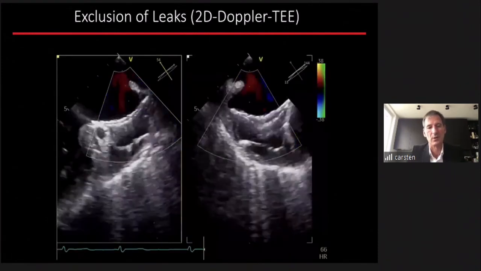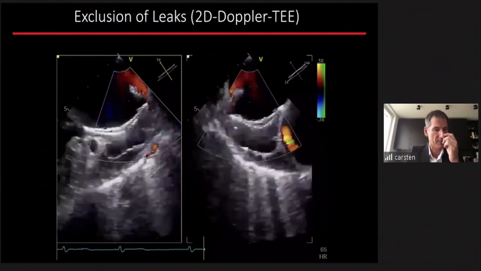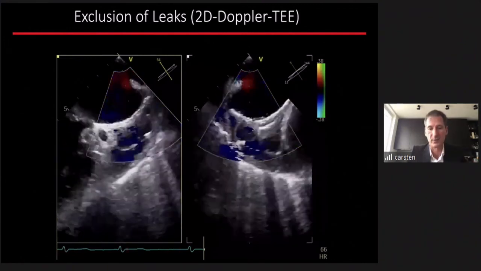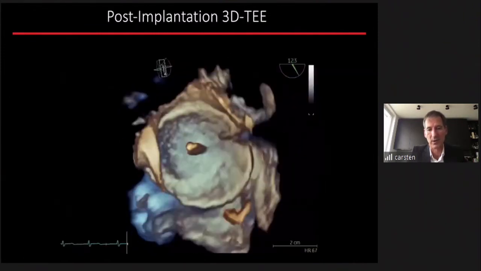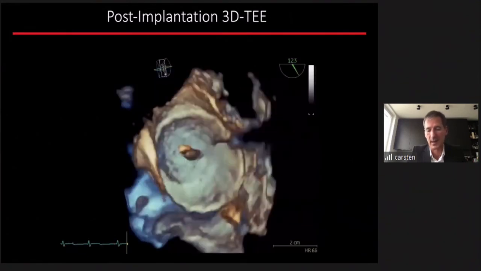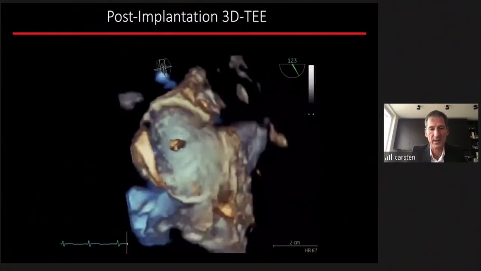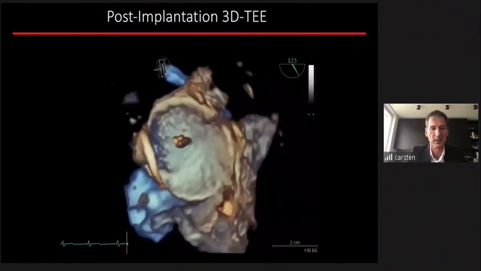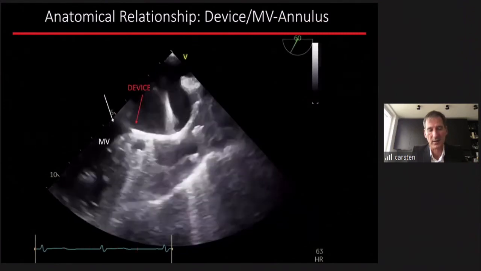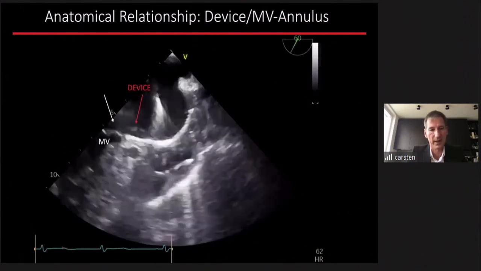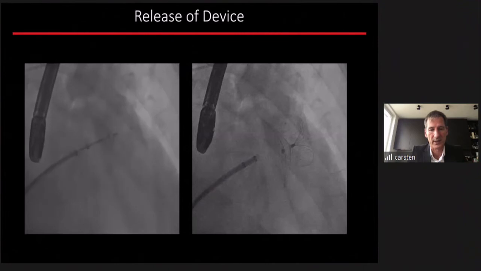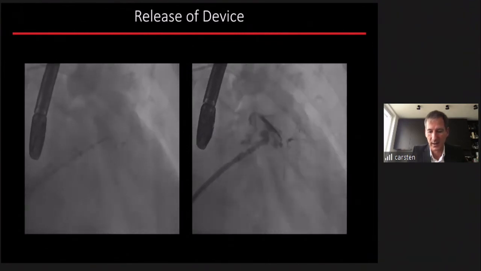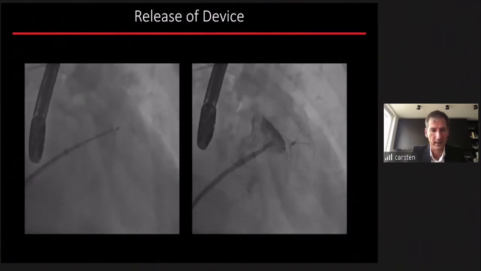Afterwards, of course, you look for leaks on the edges of the device, and you don't see any here in the Doppler. Then we check that it is nicely aligned and that the LAA ostium is sealed by the device with a 3D TEE, and especially that the mitral valve isn't compromised by the device, as we see here. And then we release the device and look at how it looks. We are happy. Big device, big LAA.